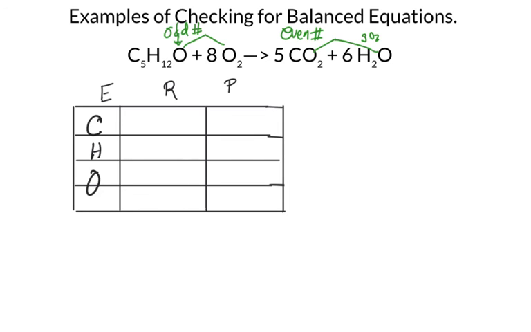On the reactant side, we have 5 carbons and 12 hydrogens. And then we'll look at the oxygens. Again, on our product side, we have 5 carbons and 12 hydrogens. So those ones are the easy ones. We're looking at the oxygen now.